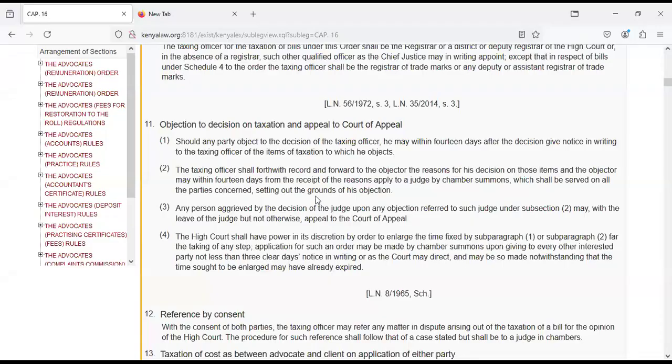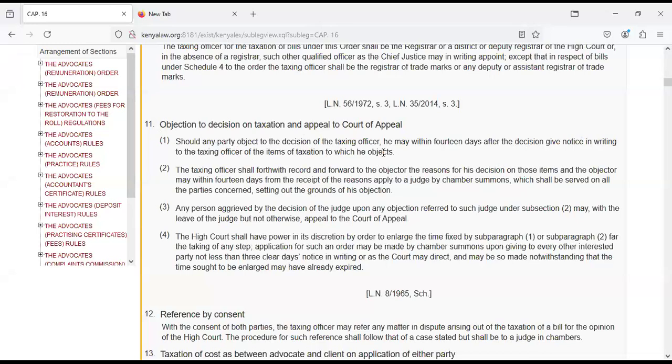So I'm projecting the Advocates Remuneration Order, paragraph 11, which has the procedure. So 11.1, should any party object to the decision of the taxing officer, he may within 14 days after the decision give notice in writing to the taxing officer of the items of taxation to which he objects.